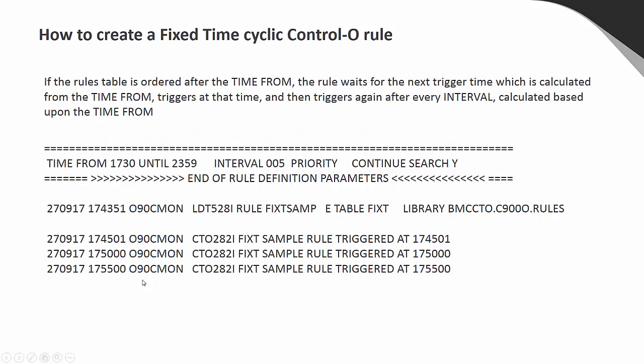Now, if the rules table is ordered after the time from, the rule waits for the next trigger time, which is calculated from the time from, triggers at that time, and then triggers again after every interval calculated based upon the time from. So in this example, we went ahead and ordered the rule at 1743, which is an odd number. The rule waited until 1745, which would have been the next calculated time interval based on the time from of 1730, and then continued to trigger every 5 minutes after that.